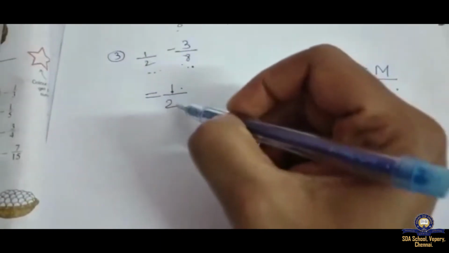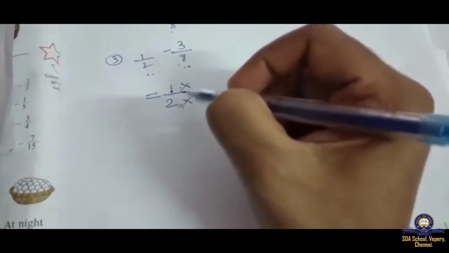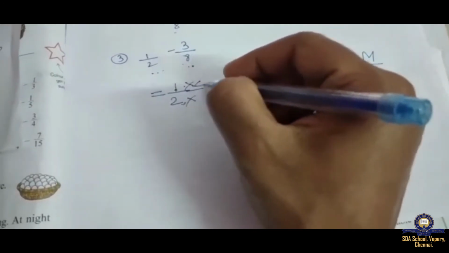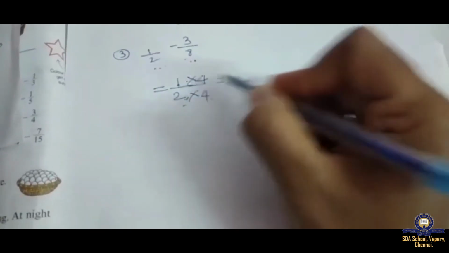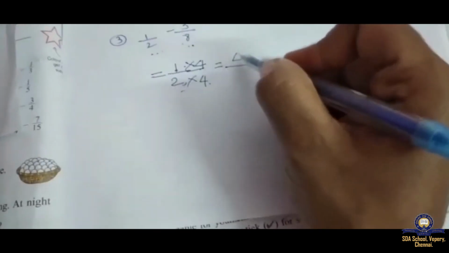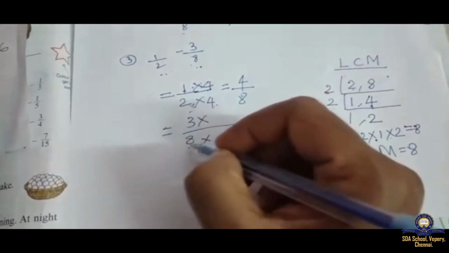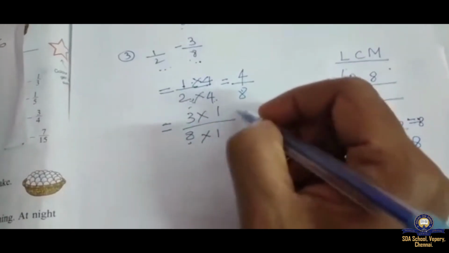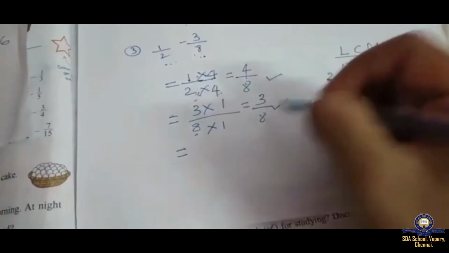Now write 1 by 2. See, the denominator should come 8. So here I'm going to multiply with which table? I'm going to multiply with the fourth table so that we will get the denominator 8. 1 4's are 4. 2 4's are 8. Got it? Now bring the next number, 3 by 8. In this, the denominator is already 8, so multiply with 1. 1 3's are 3, 1 8's are 8. Now we can subtract.